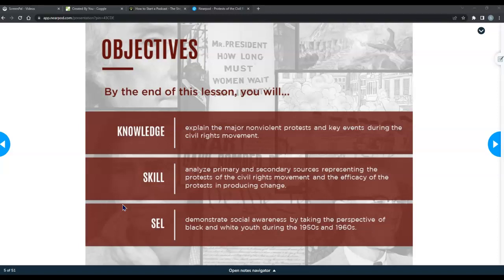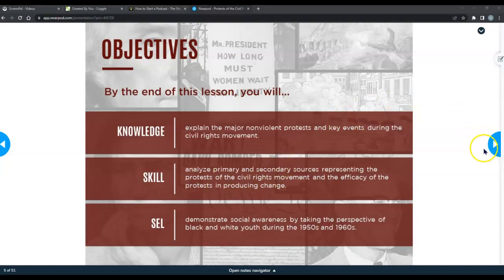To start off, we are going to have students work on an introduction Nearpod about the civil rights movements, both nonviolent protests as well as key events during the civil rights movement, to build up their knowledge so that they can create either a podcast or a mind map. So this is what you see in front of you. This is the beginning of the Nearpod.